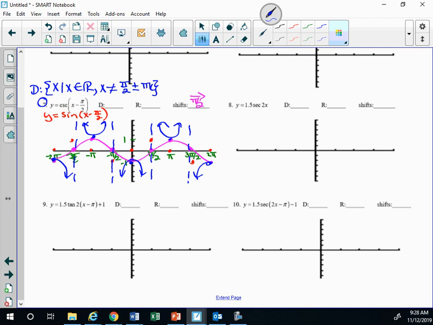Range, same thing. I don't know why I gave you such teeny tiny blanks for domain. Negative infinity to negative 1, and then 1 to infinity. Okay. All right, how are we feeling about that? Okay.